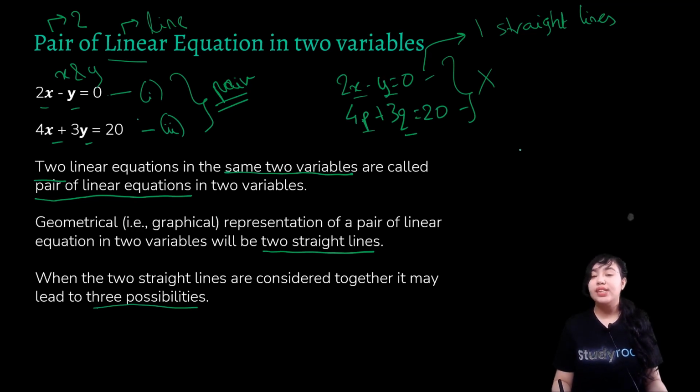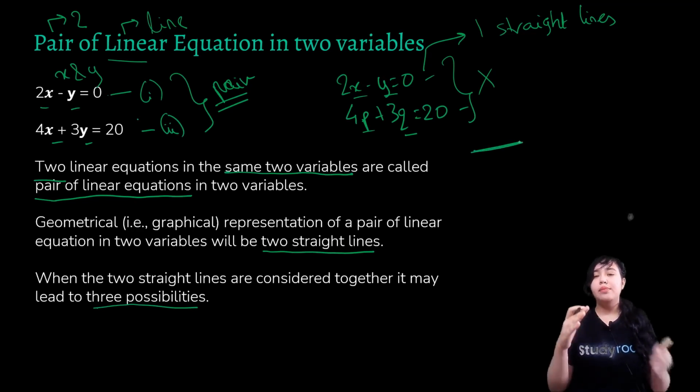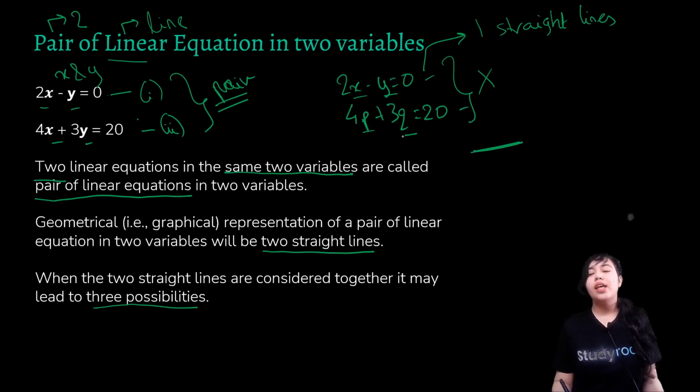So we can have coinciding lines, one over the other. So they appear to be a single straight line, but they're stacked one over the other. Then we can have intersecting lines which meet at a common point. We can have parallel lines, which you've also studied in geometry, which never meet, they never intersect.